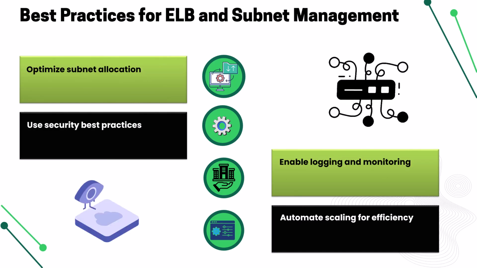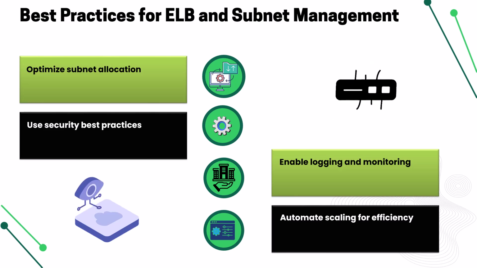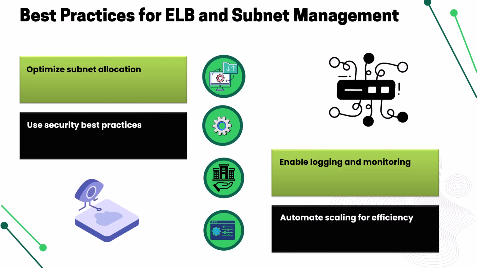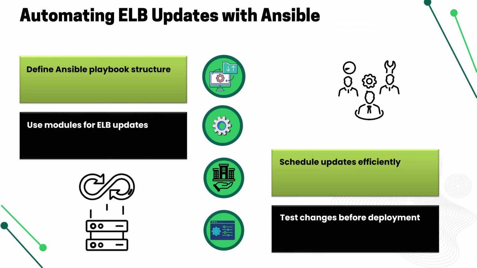If ELB were a car, best practices would be regular maintenance. First, optimizing subnet allocation avoids wasted resources, because why park in 5 spots when one will do? Using security best practices ensures attackers don't joyride your infrastructure. Logging and monitoring help spot problems early, and automation makes life easy, because nobody wants to manually adjust things at 3 a.m. Ansible plus ELB equals automation magic.